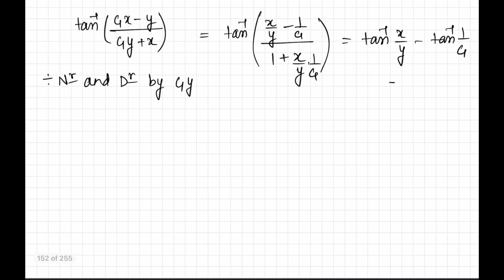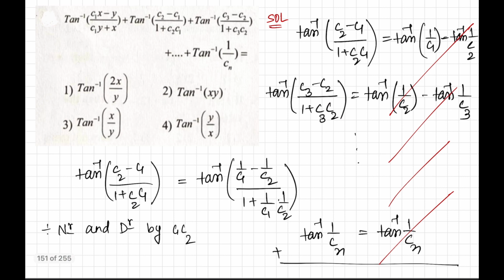So if we add this, clearly these two terms will get cancelled out, and finally the total sum that we have comes out to be tan inverse of x by y, and that is the answer, my dear students, to this question. So if we look at the options, clearly here we have the same option given to us, and hence option 3 is the correct choice.